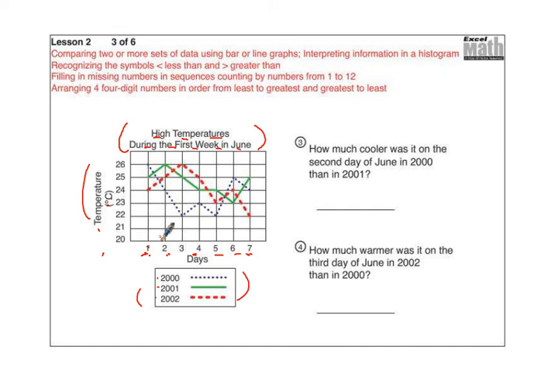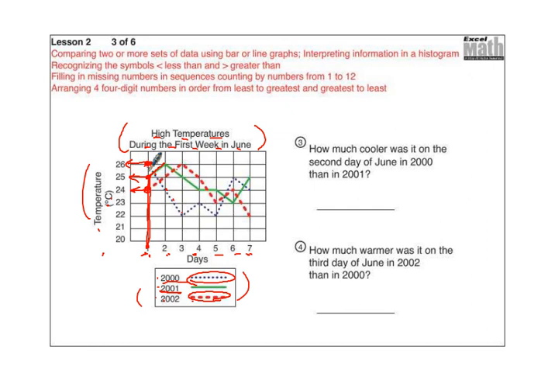On June the 1st, in the year 2002, that's the red line here, that red line crosses right there, that means it was 24 degrees for a high temperature on June the 1st in 2002. Now, what was the temperature in 2001? 2001 on June the 1st, here's the green line, that meets with the 1, where the 1 comes up right there, at 25 degrees. Now, what about the year 2000? Well, that's the little dotted line, and that dotted line's going along here, and that would meet right there on June the 1st, and that would be 26 degrees.